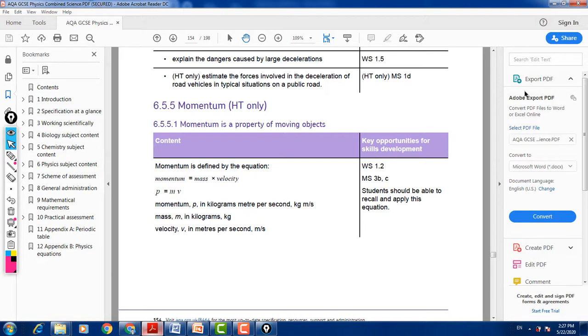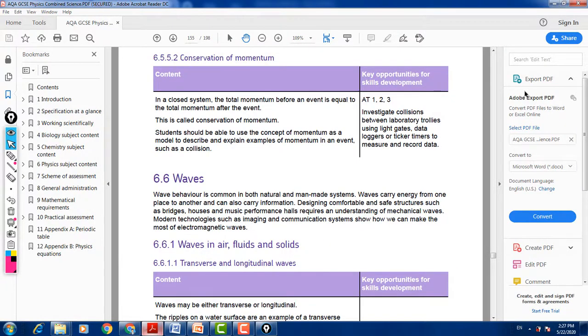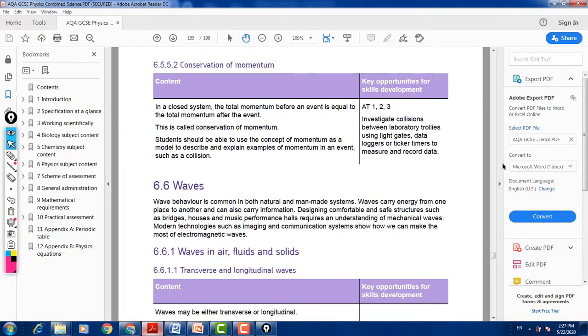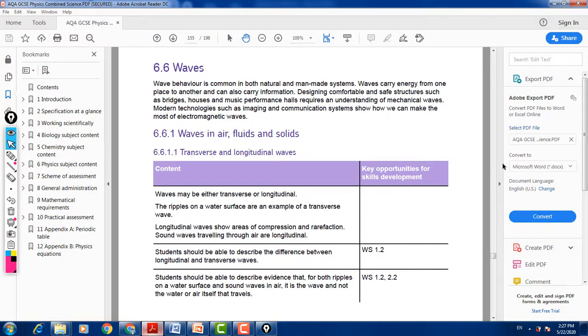In momentum, first of all, we'll discuss the definition, the formula and the units for momentum, and then we'll move on to the conservation of momentum. In conservation of momentum, we'll discuss the law of conservation of momentum. Okay, and then the next topic we'll move on to is waves.